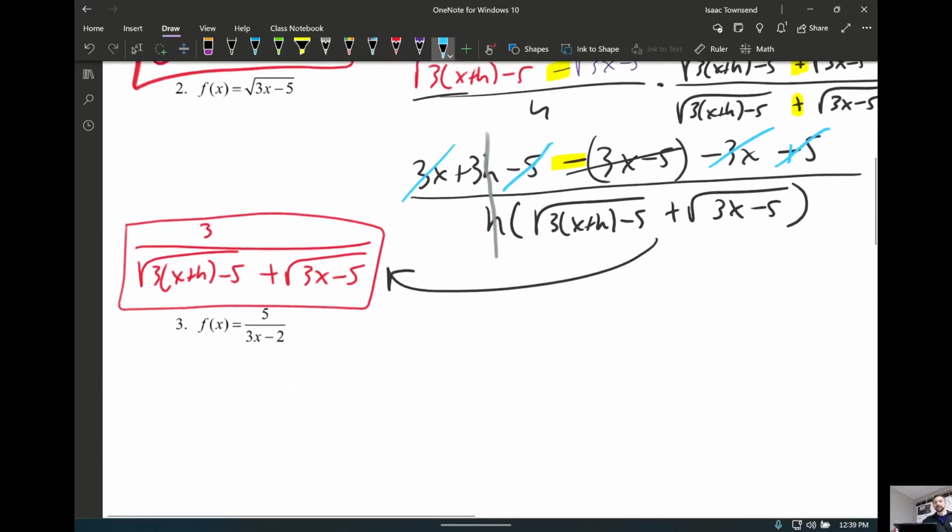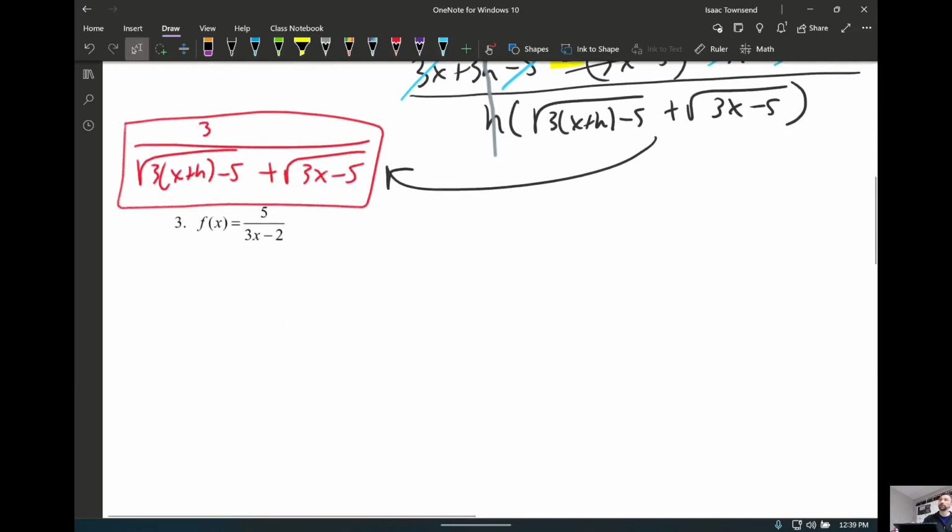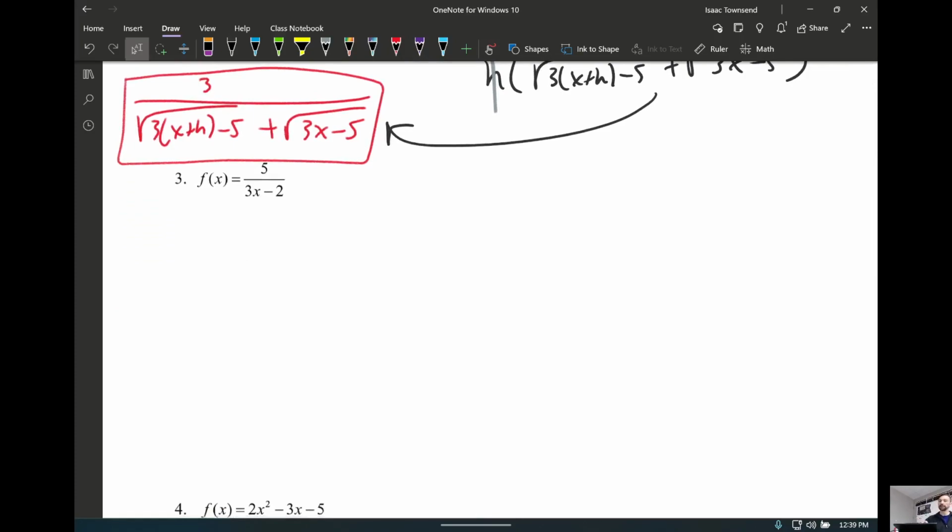Okay, so that's the second type that we will be asking you to do, and then the third and last type. So last one we'll do guided practice on. So if you have not tried question 3 yet, please do.